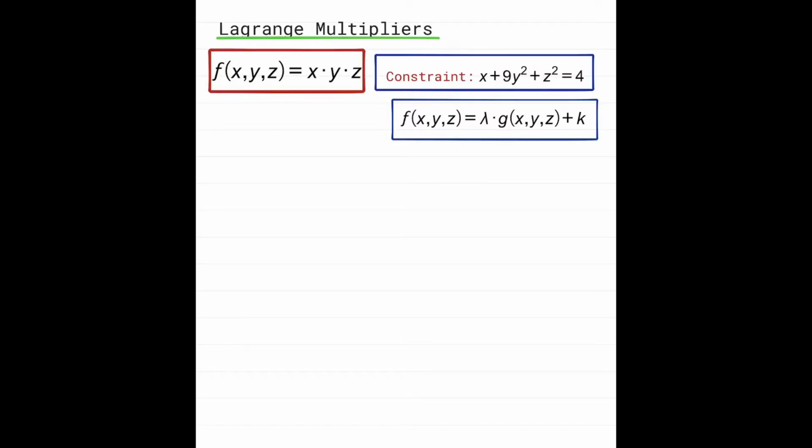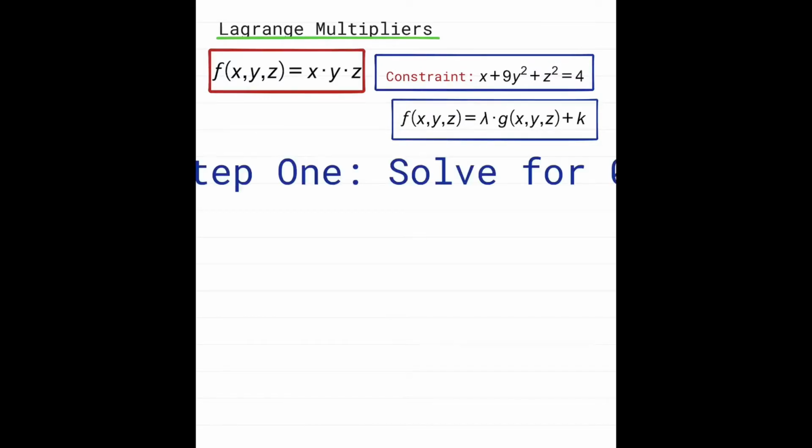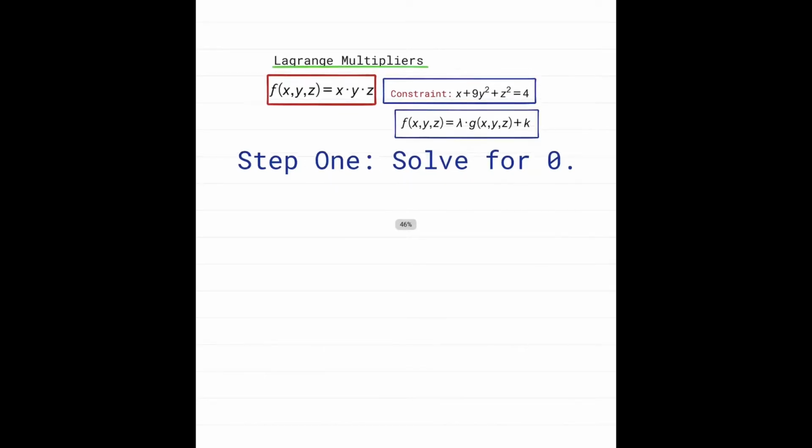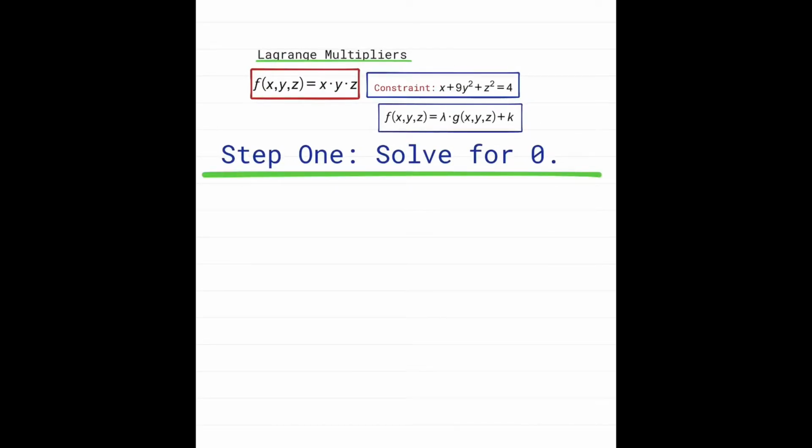Hello, so in this example, we have a function of x times y times z constrained by the constraint x plus 9y squared plus z squared is equal to 4. And then we have the formula for Lagrange, which is f of xyz is equal to lambda times g of xyz plus k. So now without further ado, for step 1, we're going to solve this for 0 by using the formula for Lagrange multipliers.